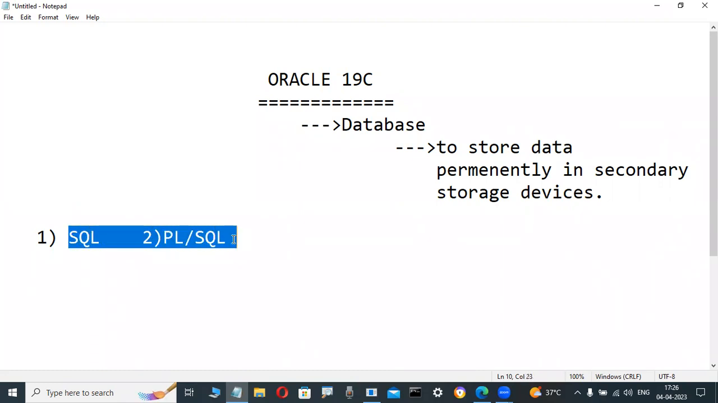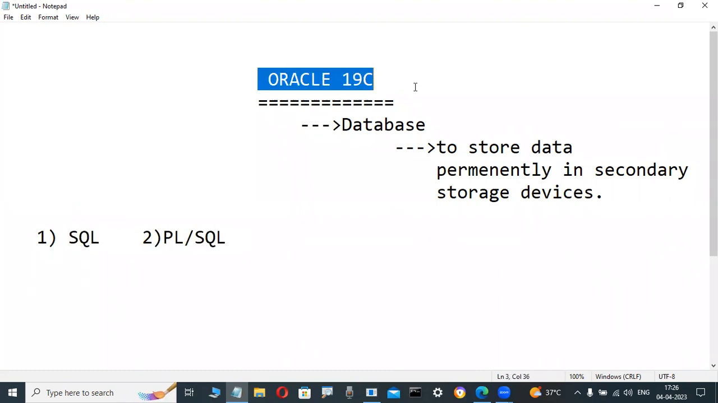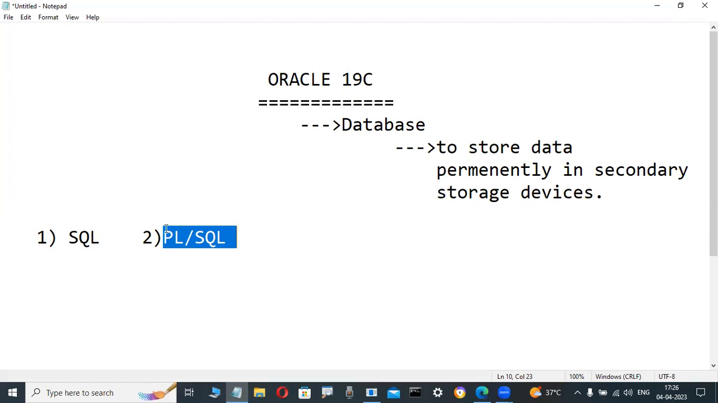Through these two languages we operate on data in a database. This language is available from Oracle 6.0 version onwards. SQL is a non-procedural language, and when a little bit of procedural language concepts are embedded in it, that is called PL/SQL.